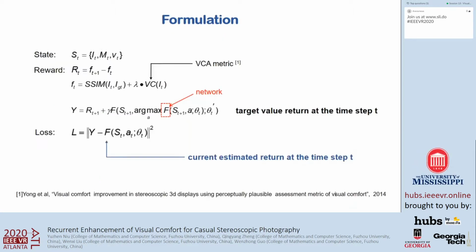During training in both stages, two identical deep neural networks are applied for the purpose of sampling the optimal action and determining the value of the policy, respectively. Their weights are denoted as theta and theta prime. After executing the action, we use a weighted sum of structural similarity index and the VCA metric to measure the reward, so we can quantitatively evaluate the visual comfort of the produced stereoscopic image as the reward of the action. Then we use the mean square error as a loss function.